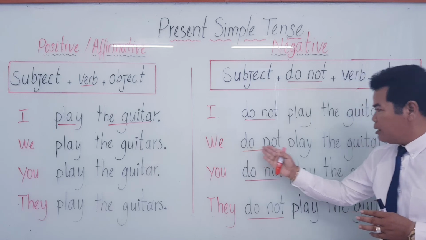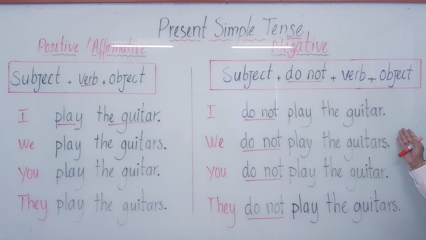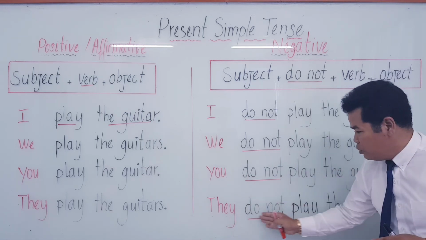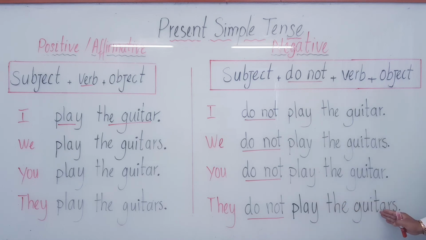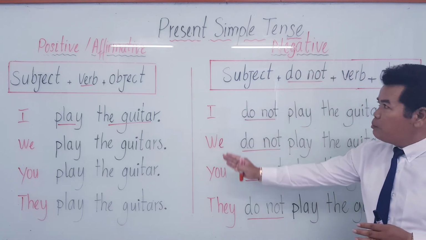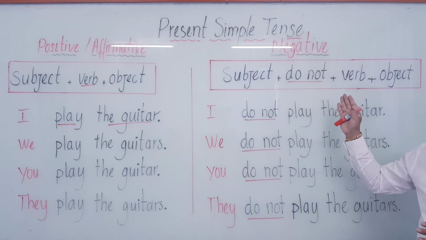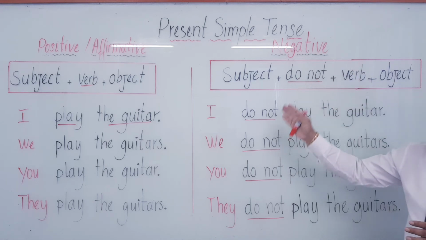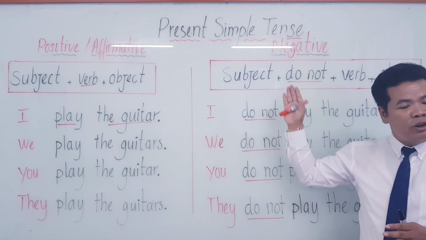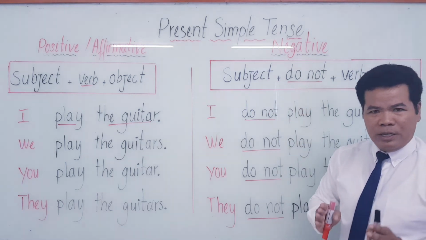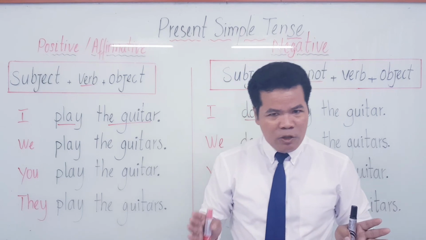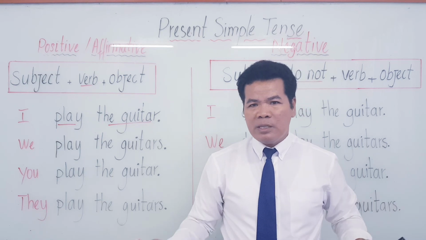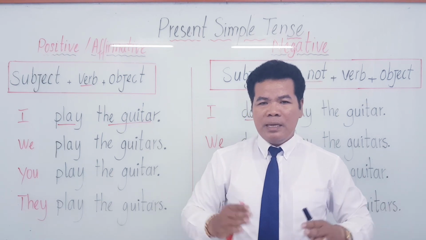We do not play the guitars. You do not play the guitar. They do not play the guitars. This is the very simple way of making the negative form. Everybody can make it by yourself. You can make thousands of sentences by yourself when you know the form. Please, students, do not hesitate to make up your own sentences. Do not worry about mistakes. Mistakes can be corrected.